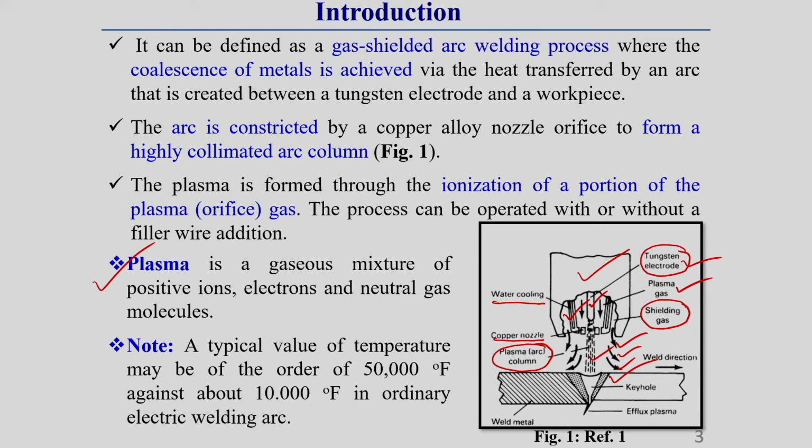Here you should keep in mind that as this arc is constricted in between this water cooled nozzle, the temperature rise is comparatively very high compared to the conventional arc welding process. That is why I have written that in this welding process we can get a typical temperature of around 50,000 degrees Fahrenheit, whereas in conventional types of arc welding process it is within a range of 10,000 degrees Fahrenheit. You should keep these things in mind.